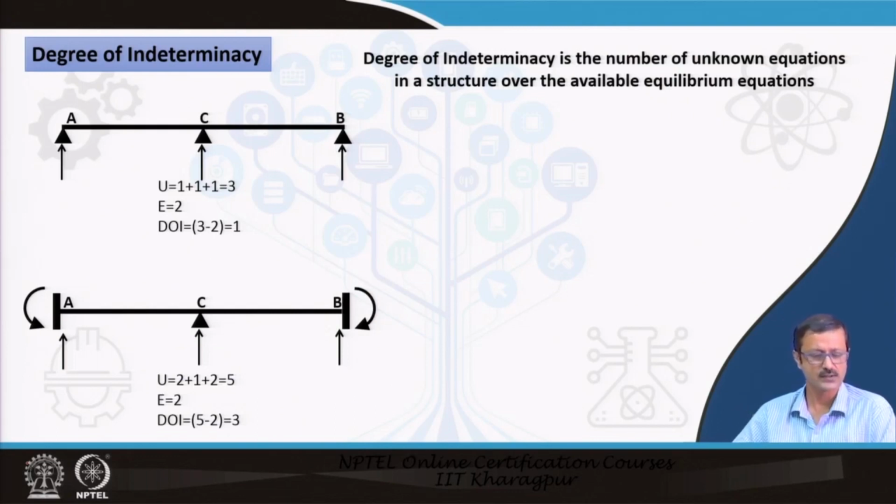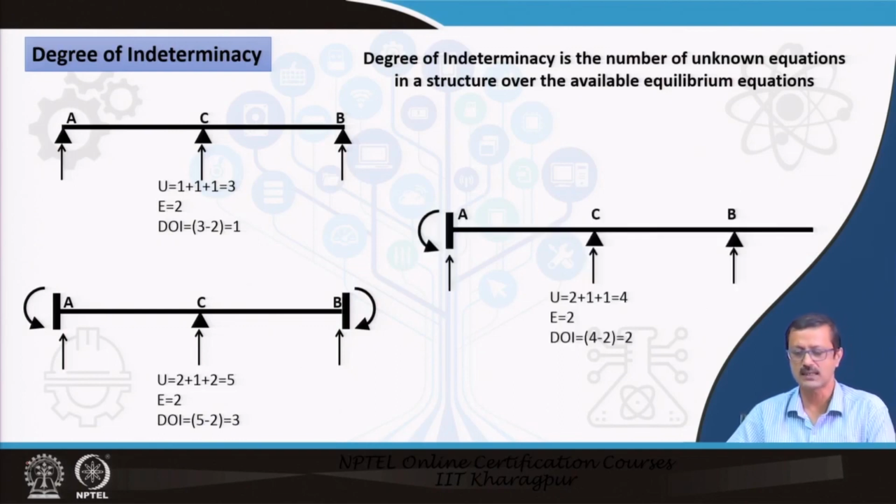So, here it is 2 plus 1 plus 2 is equal to 5, and again I know only 2 equations available with me. So, degree of indeterminacy is 3. So, 3 unknowns are there. In this case, it is a kind of one side fixed and another side continuous and finally overhang kind of a scenario. So, it is 2 plus 1 plus 1 equal to 4 minus 2, the degree of indeterminacy is 2.